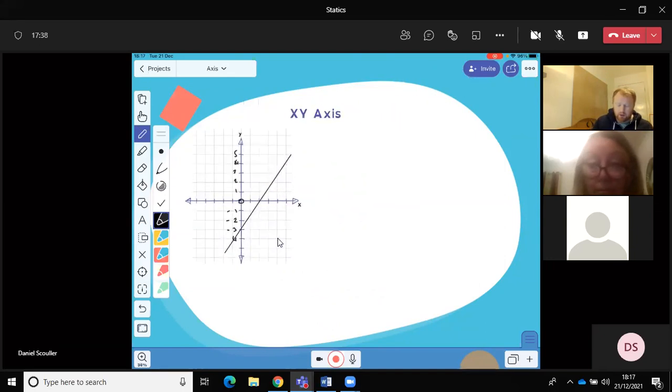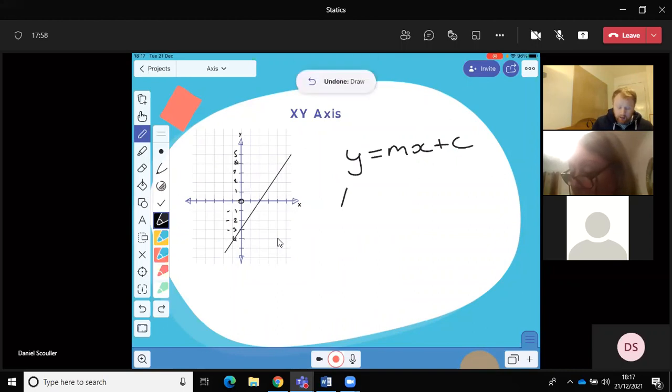Then we started talking about the equation of a straight line. The equation of a straight line is in the format y equals mx plus c, where y is a position on the y-axis, a y coordinate. x, similarly, is the position of the coordinate on the x-axis, to the left or the right. So x is the horizontal, y is the vertical. And then m is the gradient, and c is your y-intercept.